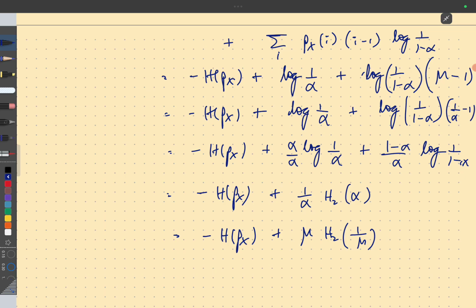We know that this quantity is greater than or equal to 0 because it's the KL divergence, which means that the entropy of any distribution on the natural numbers is less than or equal to the mean times the binary entropy of 1 over the mean. All right. Okay. Let's stop here. We'll continue in the next class.